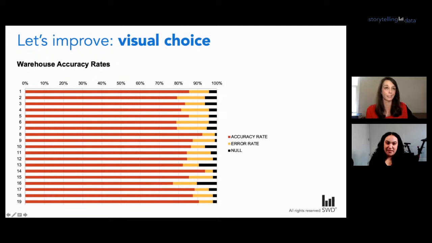Why 19, right? So the original creator of the graph has done nothing to specify what's important about these particular 19 warehouses. So we have some room for improvement in terms of, is it the top 10? Should it really be 20? Like, why are we only showing 19? That's great feedback as well.